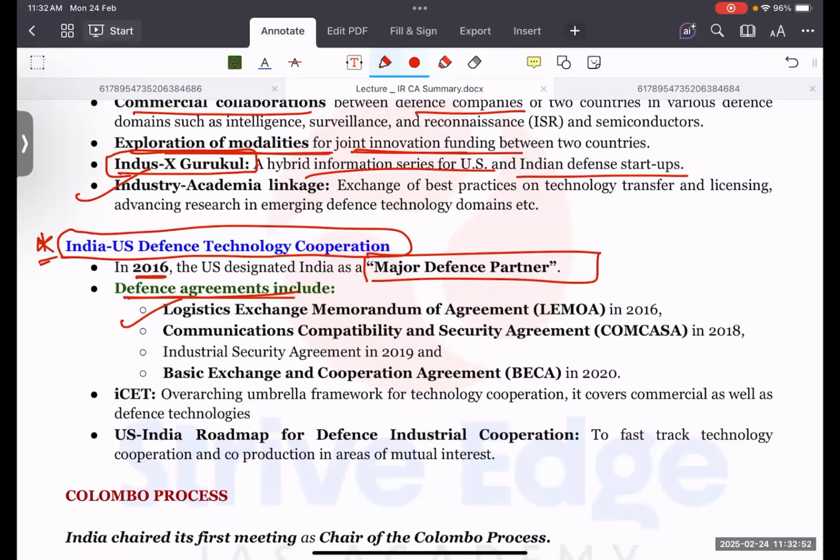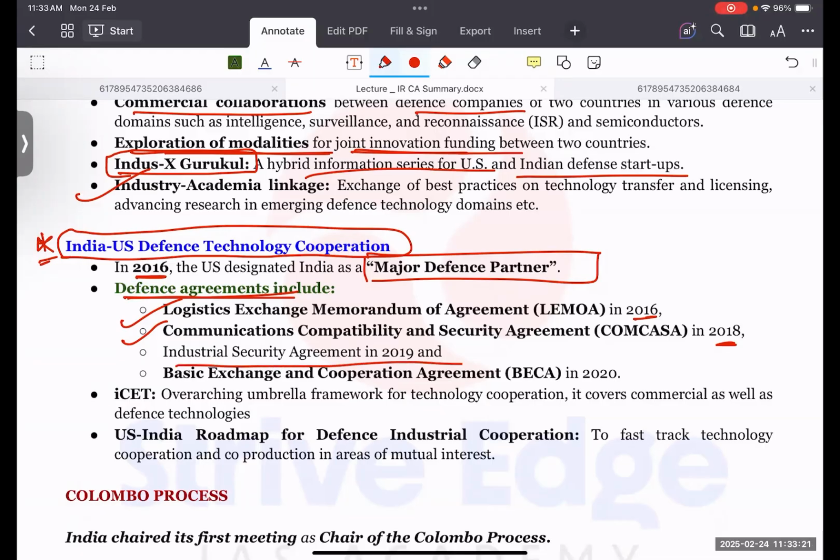So there will be an enhanced exchange of the logistics between these two countries. So whenever there is a supply chain regarding this logistics, it will be covered under this agreement, and both countries have to facilitate that. Then the Communications Compatibility and Security Agreement, that is COMCASA. It was signed in 2018 because both nations have to communicate with regard to the security issues, and then they have to work on these particular aspects.